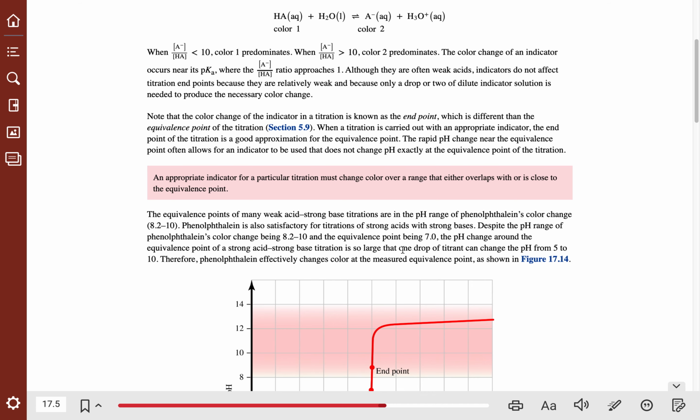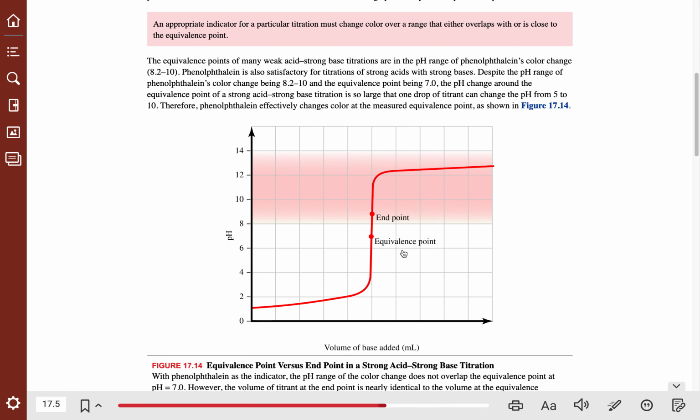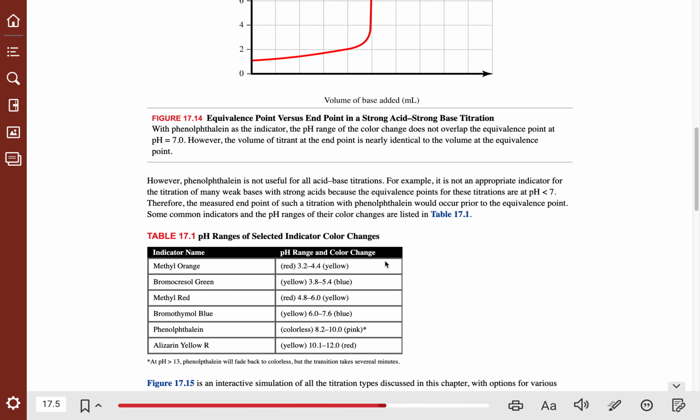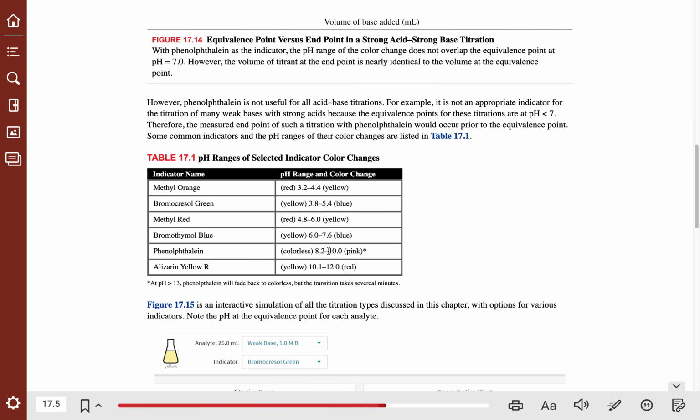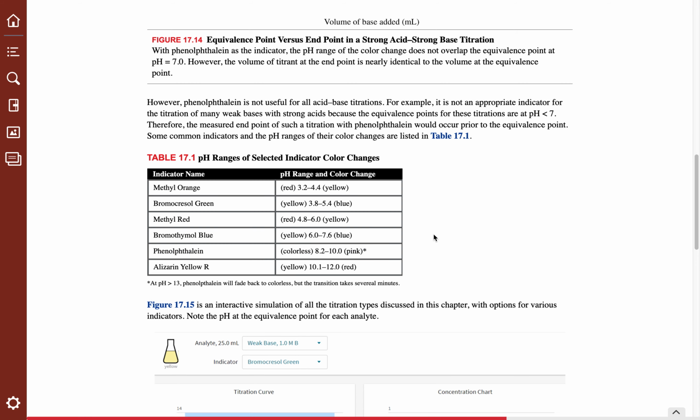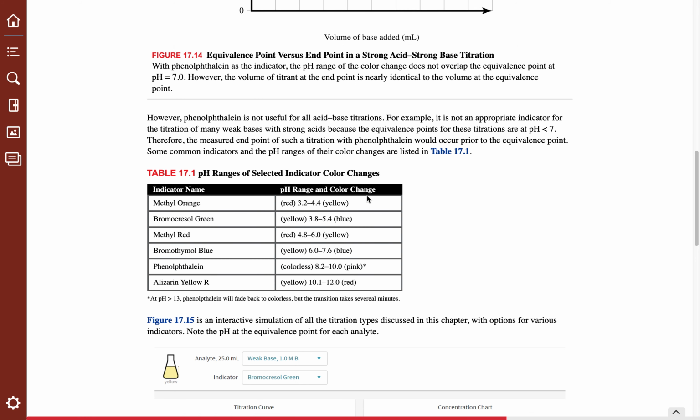What that means is different indicators will have different transitions at different pHs. To choose the correct one, you need to have an indicator that changes its color close to the equivalence point of your solution. If you go down here to phenolphthalein, this is the nice one. For a titration where it's a strong acid, strong base, the equivalence point is going to be right around exactly 7. So that means this is a good indicator for that type of titration.